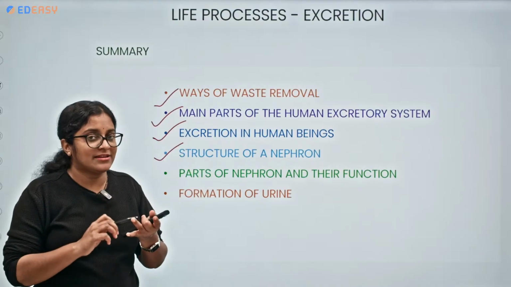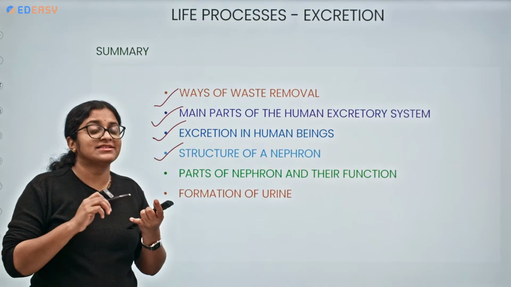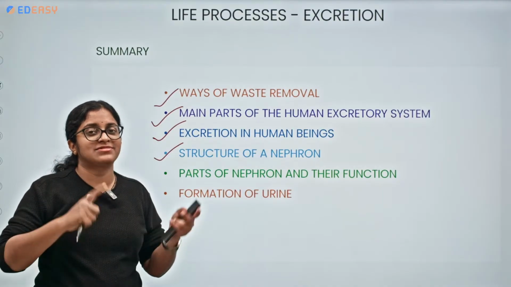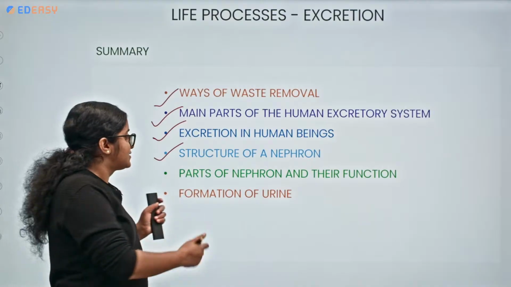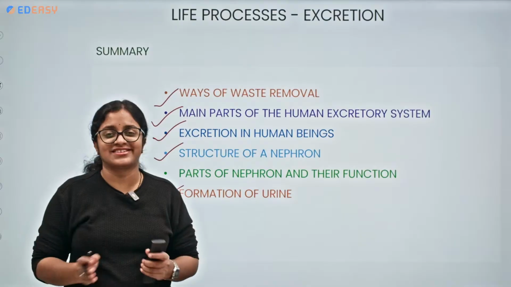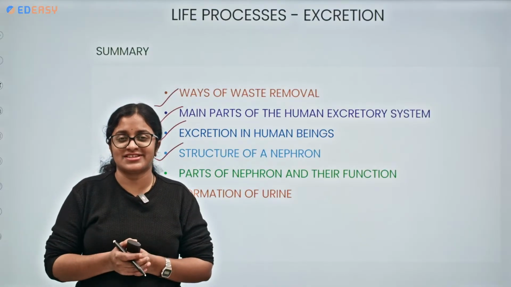The renal tubule and the Malpighian body. The renal tubule comprises PCT, DCT and the loop of Henle. The Malpighian body comprises Bowman's capsule and glomerulus. And finally, the formation of urine. This is what we have been discussing in today's session. I hope you are clear with the concept.